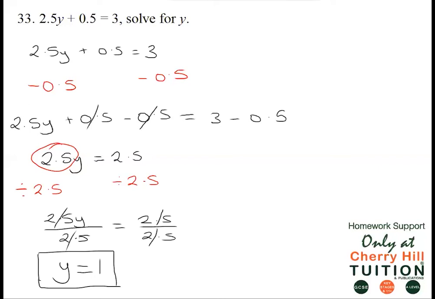Again, we can check if this is correct by substituting it back into the equation. So 2.5 multiplied by y, which is 1, plus 0.5 should equal 3. Let's check this. So 2.5 plus 0.5 is equal to 3. So we know that our working out and our answer is correct. So again, pause this video and try this question on your own and check if you get the right answer.